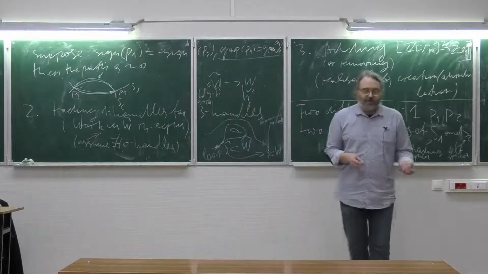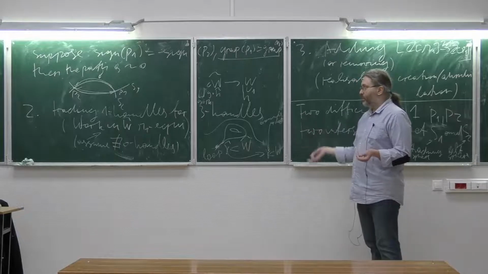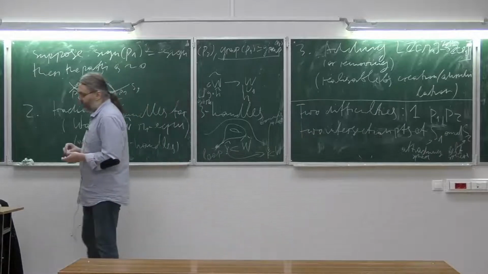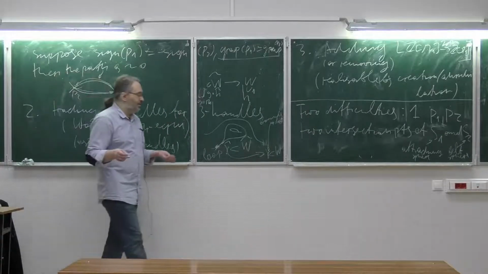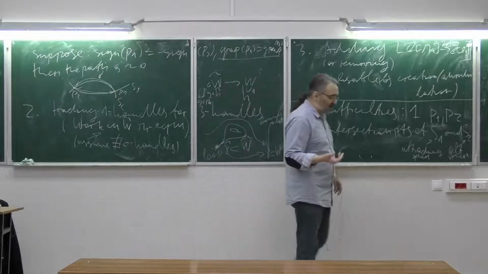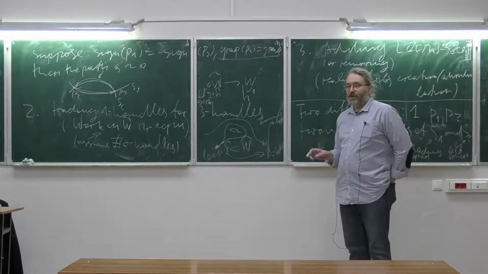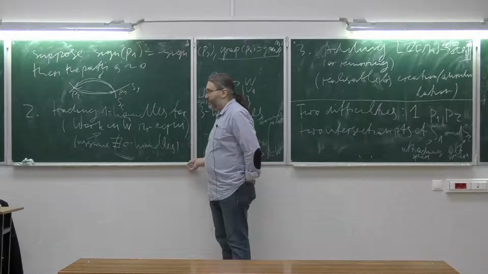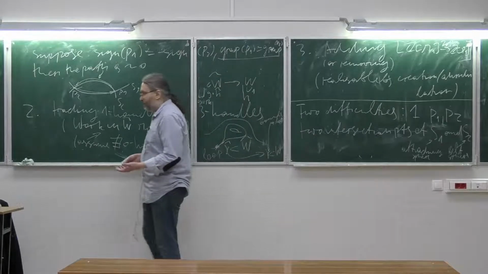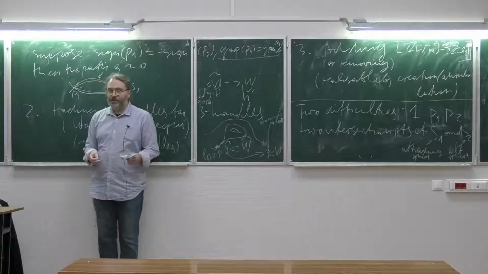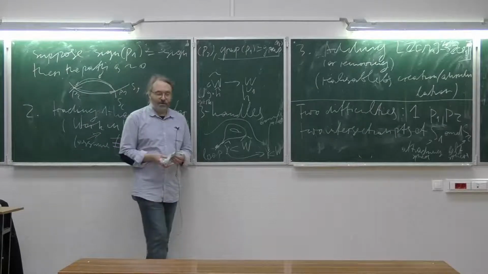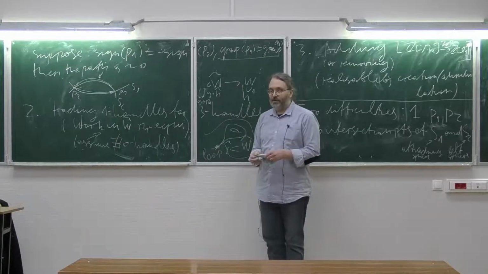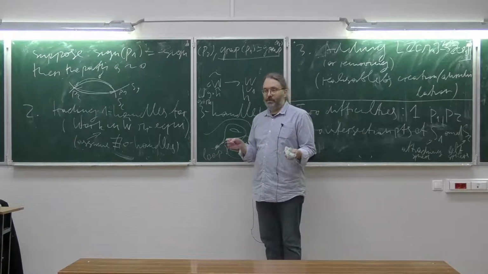Okay, so the handle trading trick also works, and then basically the rest is the same as in the h-cobordism case. There are plenty of things which we didn't really prove, but I hopefully explained the main differences which are present in the non-simply connected case. Are there any questions?